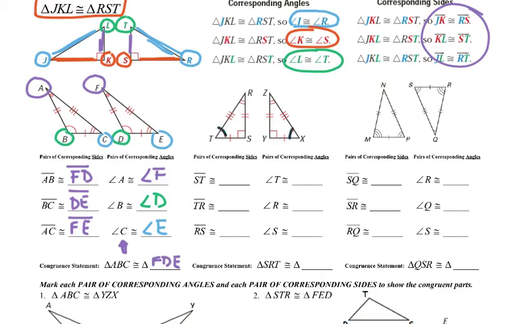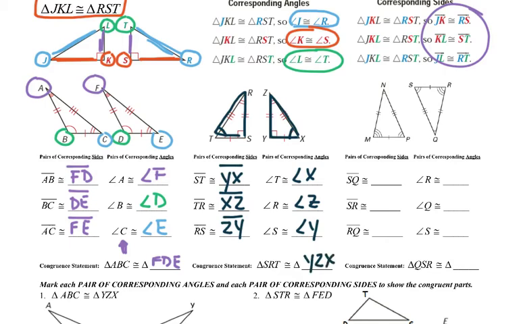Angle T here goes with angle X. Angle R with angle Z, and angle S with angle Y. Similarly, ST goes with YX. TR goes with XZ, and RS goes with ZY. So if I want to say the congruent statement, SRT, what letters would those go with? Right, that would go with YZX. Perfect.